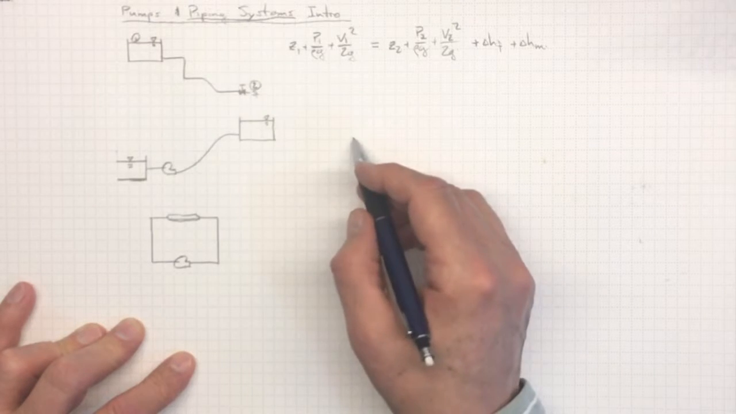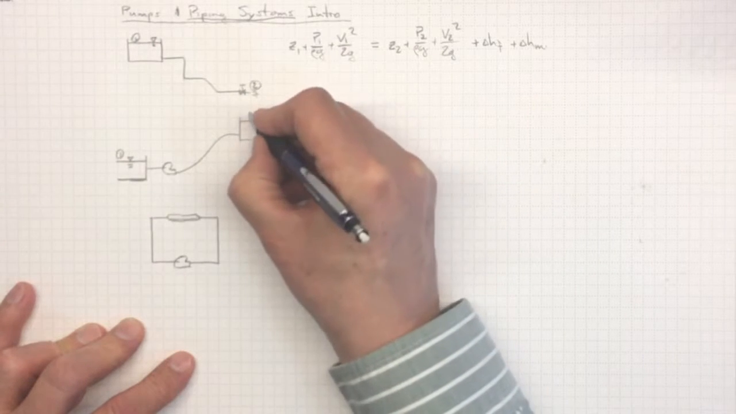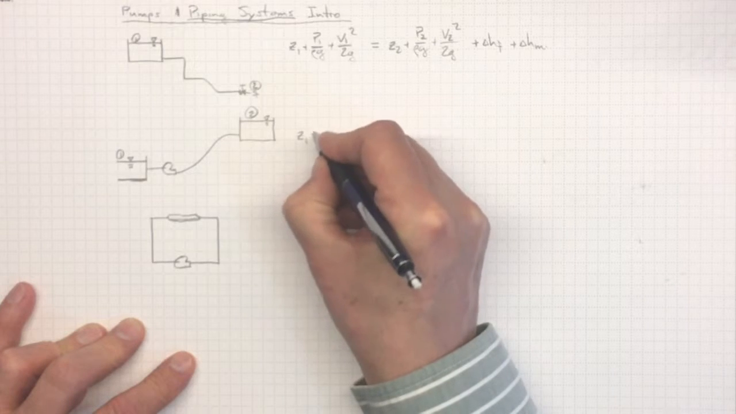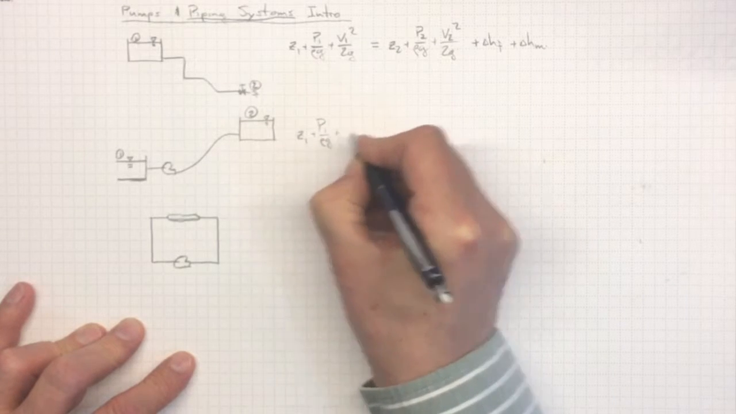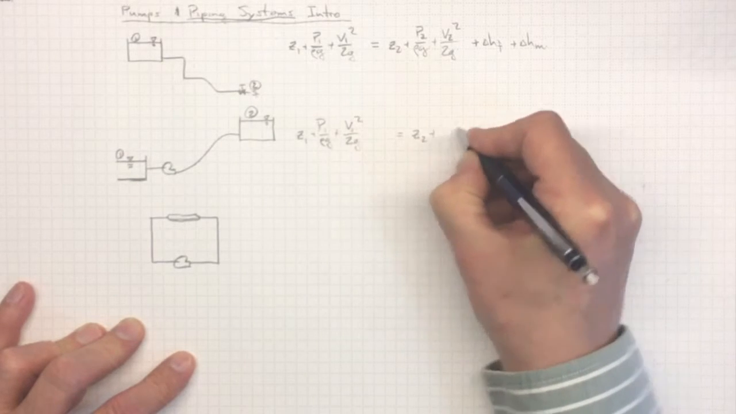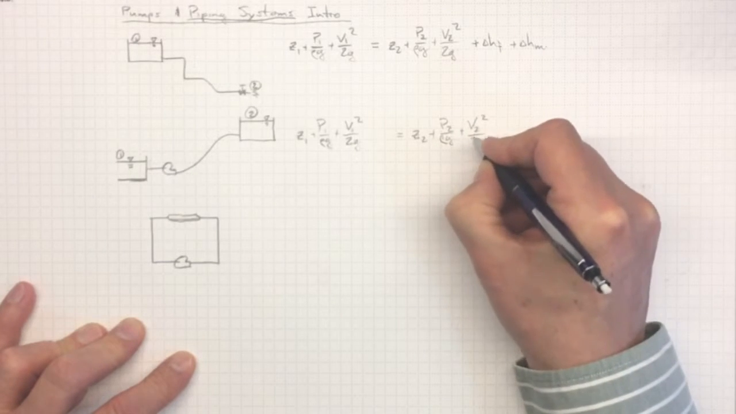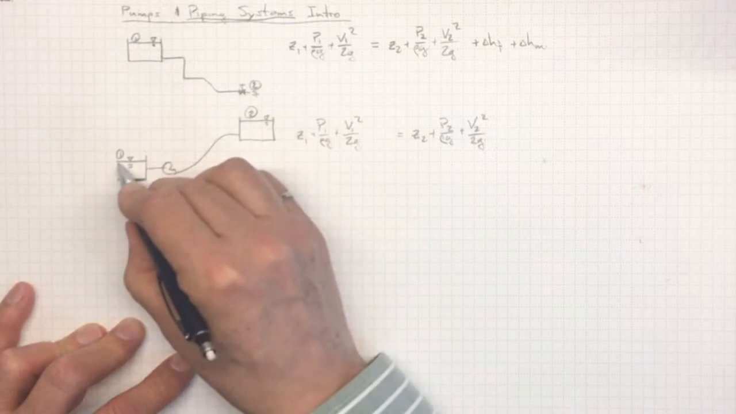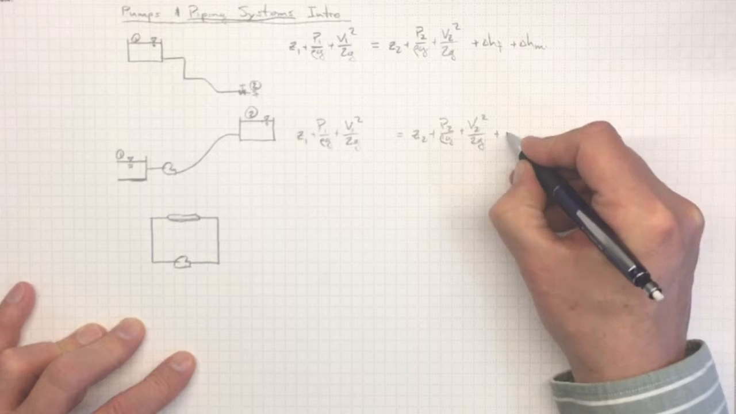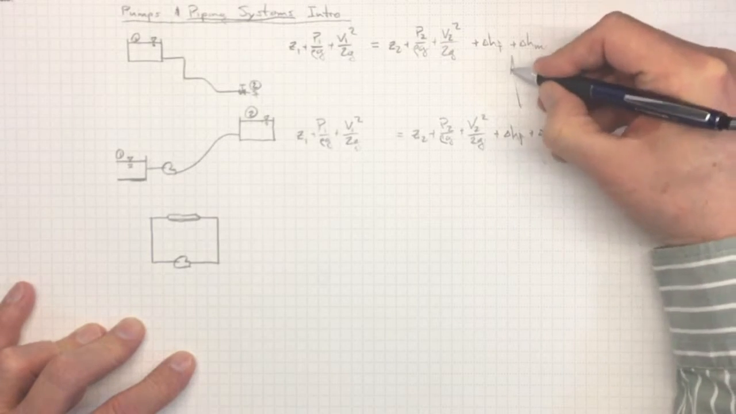Now, if we want to put a pump into that system, we'll have exactly the same situation. We'll still pick carefully so that we can easily know what's going on. 2 locations, 1 and 2. Z1 plus P1 over rho g plus V1 squared over 2g equal to Z2 plus P2 over rho g plus V2 squared over 2g. What we had in energy at location 1, we'll still have in energy at location 2, less whatever we lost due to friction and minor losses, exactly the same as we had before up here.